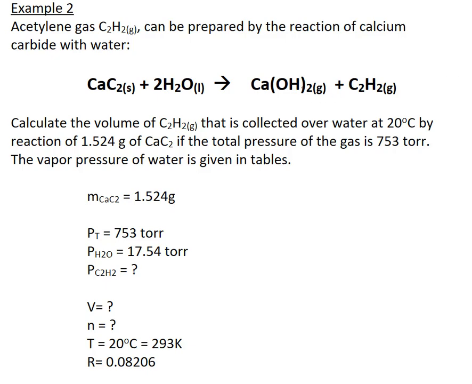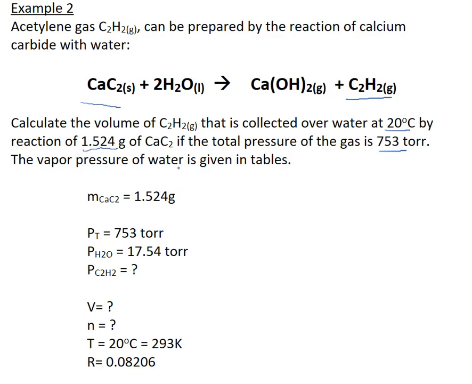In this scenario, we have acetylene gas being prepared by the reaction of calcium carbide with water. So calcium carbide is a solid, and it reacts with water in a 1:2 ratio to produce calcium hydroxide and this acetylene gas. We'd like to calculate the volume of this gas that's collected over water at these conditions. We have 20 degrees Celsius and 753 torr.